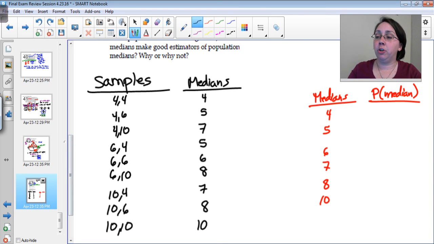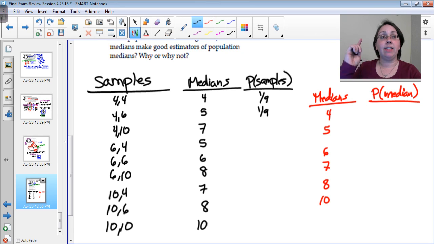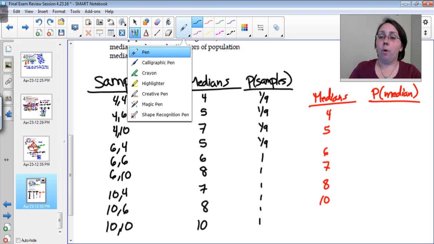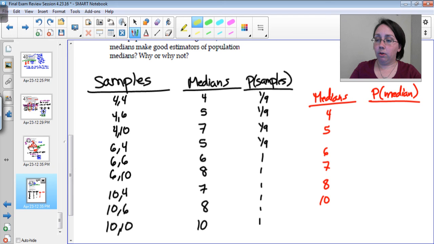Here's technically what you're doing. Technically, each of these samples had equal chance. If there are 9 samples and each one has equal chance, what's the probability of the first sample occurring? 1 out of 9. Second one? Still 1/9 because everybody had the equal chance. So all of these are going to have the same probability of occurring. Now, for our median, for 4, it only occurred once. So what's the probability of that occurring? 1/9.